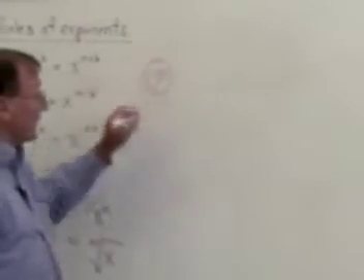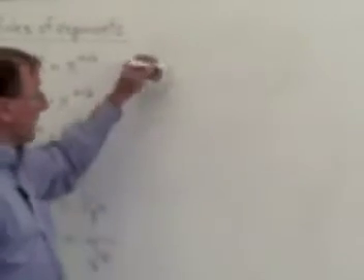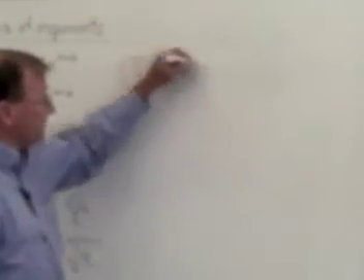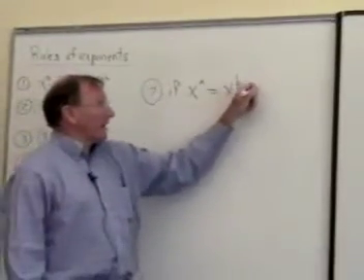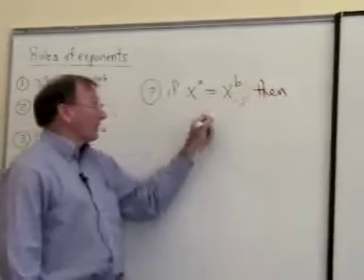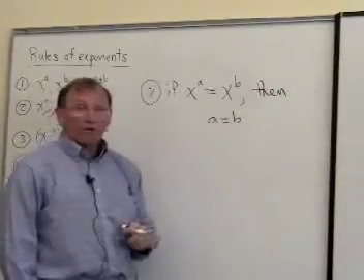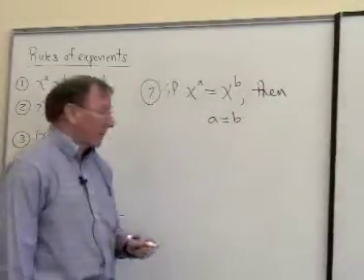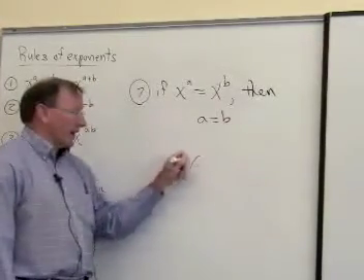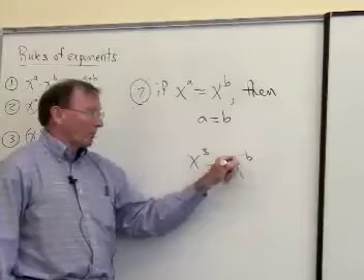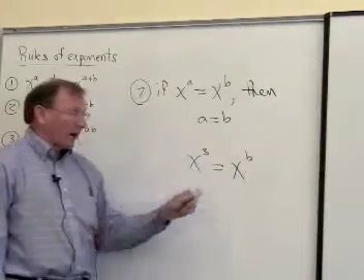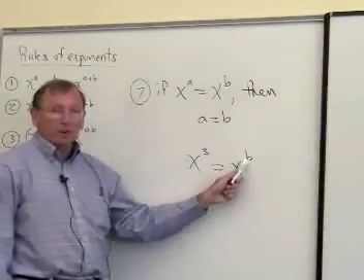And lastly, there's another rule that says that if x to one power equals x to another power, that can happen only if those 2 powers are the same number. For example, if I say x cubed equals x to the what power, it's pretty obvious that that exponent has to be the number 3.